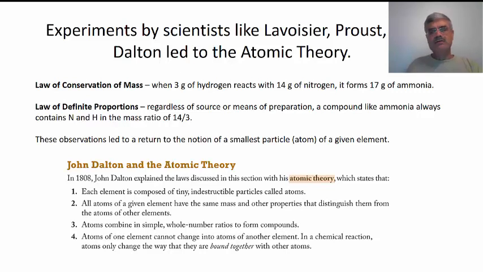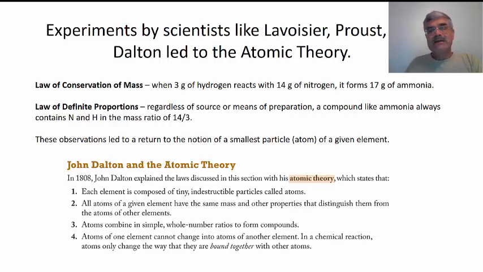These observations led Dalton to conceive what we now call the atomic theory in 1808. And the 4 tenets of the atomic theory are shown in this slide. 1, each element is composed of tiny indestructible particles called atoms. Back to Leucippus and Democritus. Okay, finally we return. 2, atoms of a given element have the same mass and other properties that distinguish them from other elements. That is, the atoms of carbon will have a particular mass and particular properties that distinguish carbon from nitrogen and oxygen and lithium and sodium.